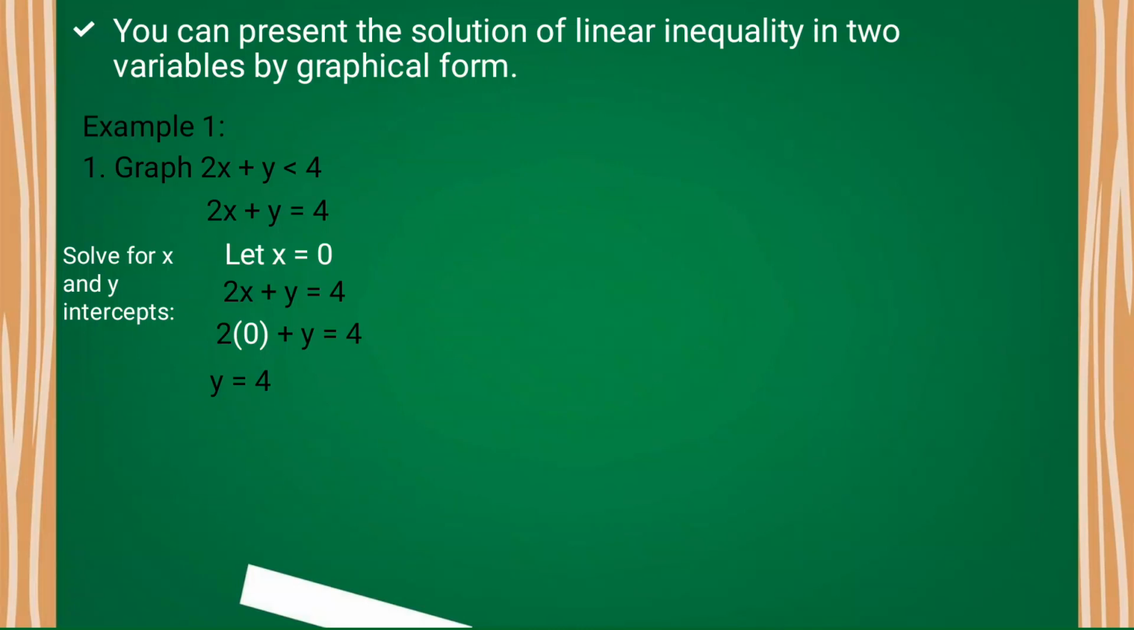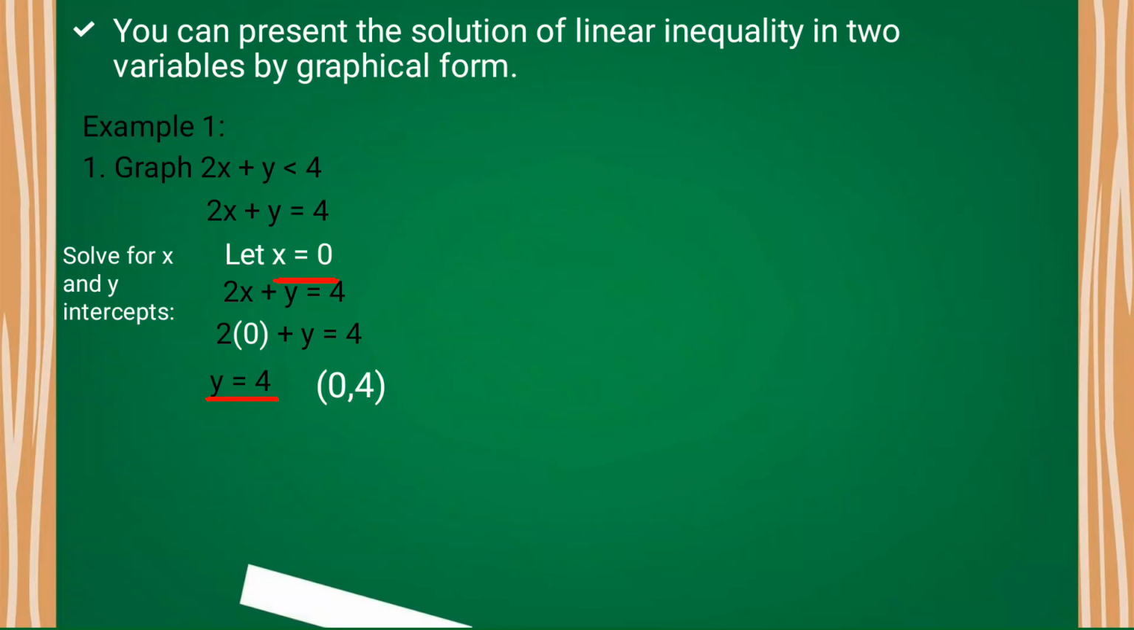Okay. So, here is our x. X is 0, y is 4. Now, we can combine them. So, we have here 0, 4. Ayun na po yung first point natin. Remember, in graphing, need po natin makakuha muna ng dalawang points.